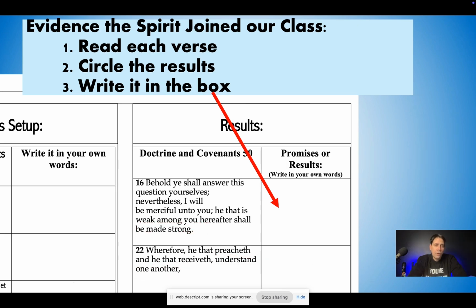After they rotate, we go to the next learning activity, section 50, where we see the evidence the Spirit joined our class. We're going to read each verse, circle the results that are evident in the verse of the Spirit, and then write in the box, in your own words, the evidence of the Spirit. So I read this verse and model it: I'll circle "be made strong," and write over here "be made stronger," and I'll say, class, write that down. You will be made stronger.